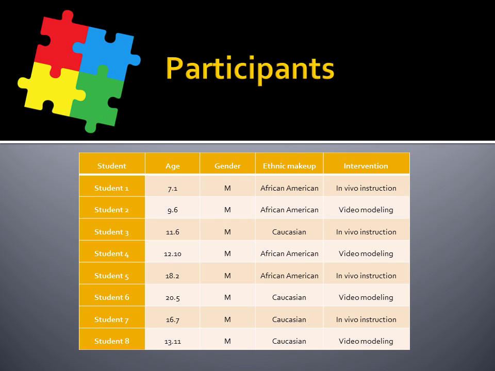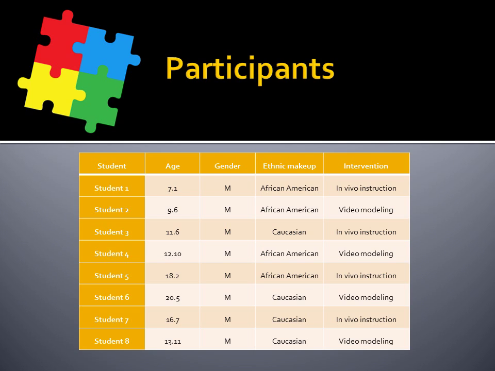So this is a chart of my participants that I used. As you can see, my youngest was 7 and my oldest was 20.5. So 20 years, 5 months. They were all males, which is not a shock when you look at the statistics for autism spectrum disorders. The majority of students with ASD are males. And I did have a mix of students that were African American and Caucasian, and they are varying in severity. From resource classrooms to a full day self-contained in a public separate school. And it also lists below who received the in vivo instruction and who received the video modeling, just so you can see.